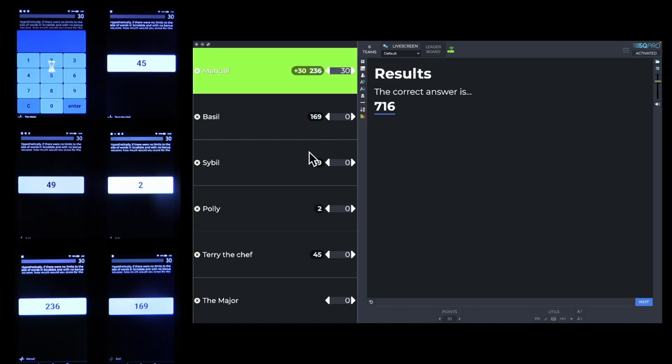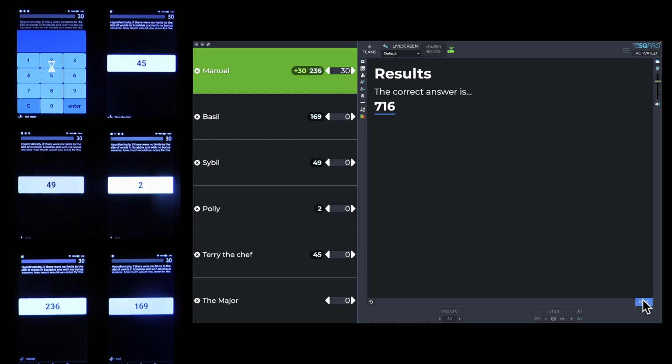So as you can see there, various different answers have come in, and the only one to get it right is going to be the one who gets nearest to the correct answer. So we can see there the correct answer is 716, and the nearest to it is 236 points. But the same as a keypad round, you just read what's on the screen.